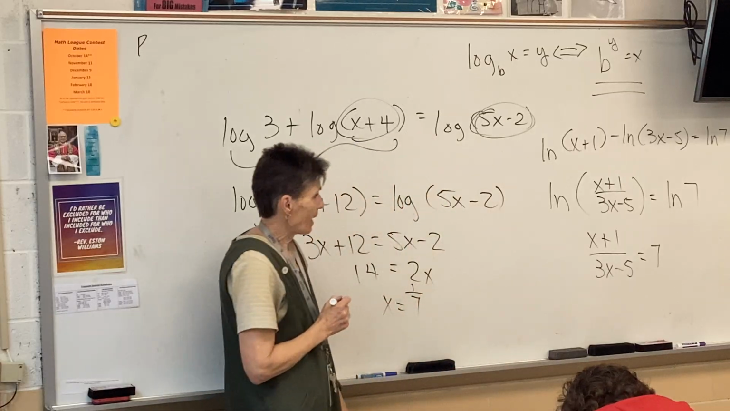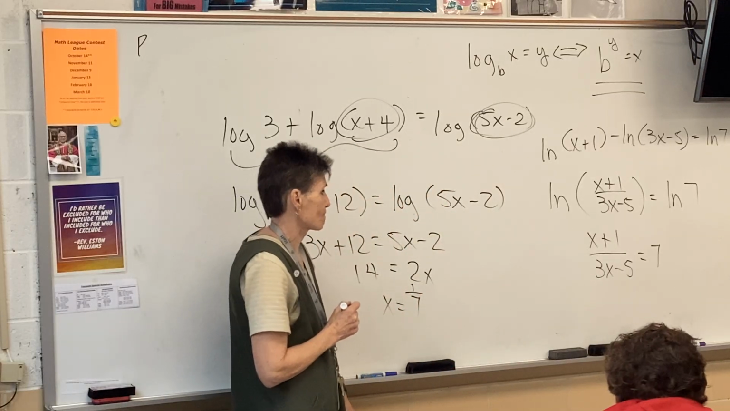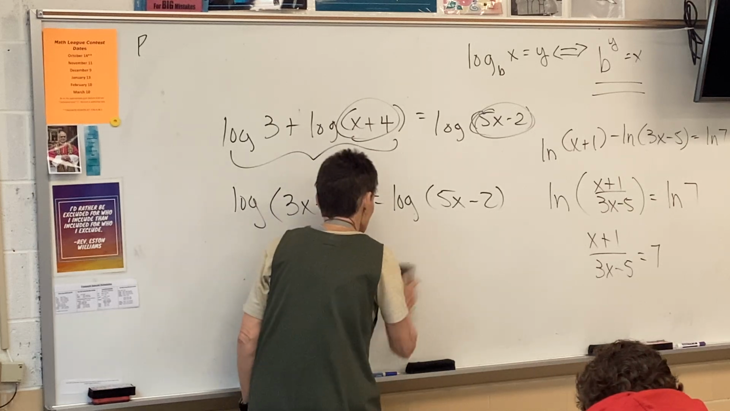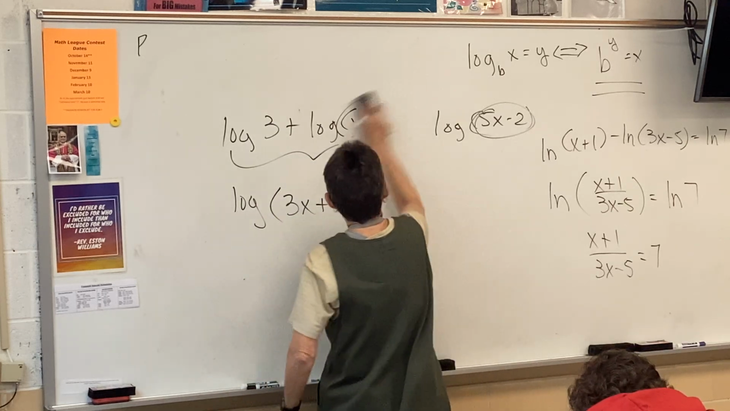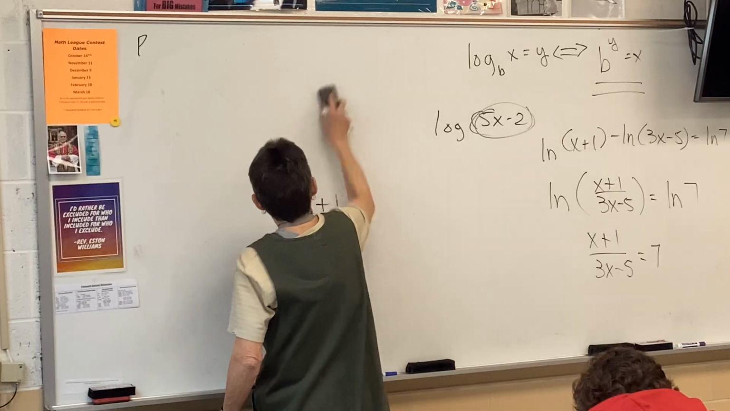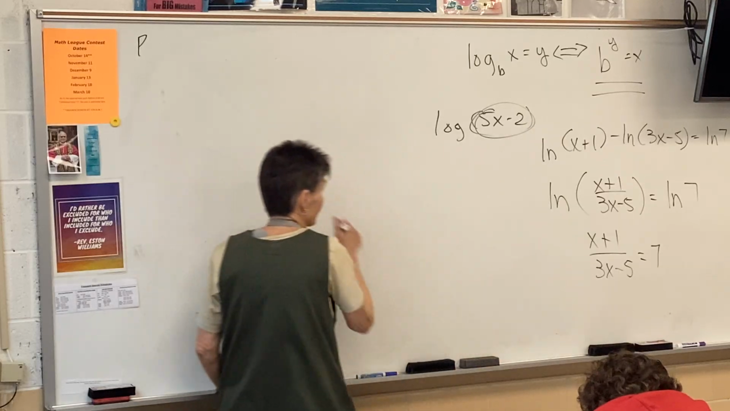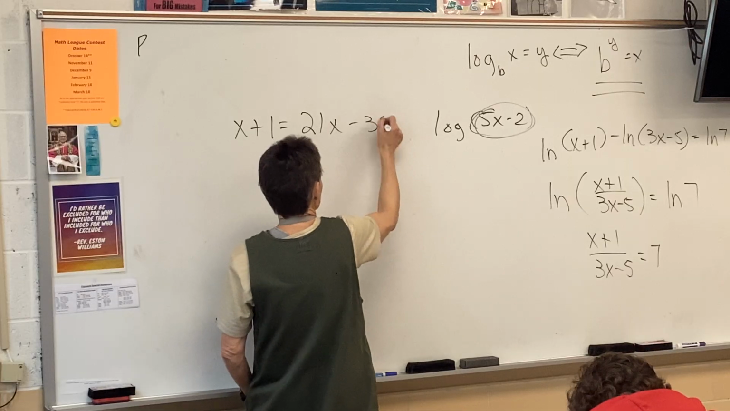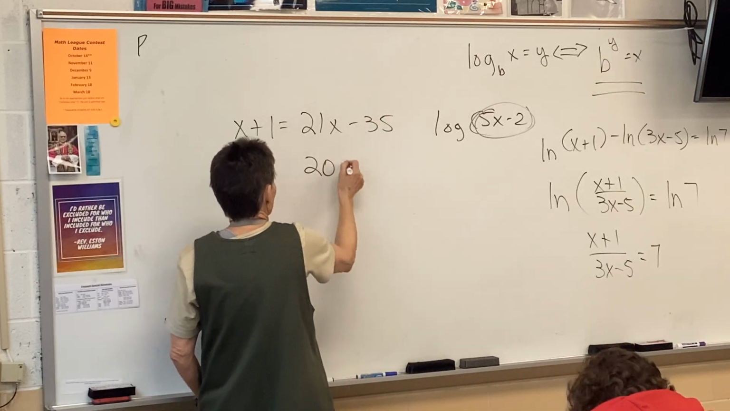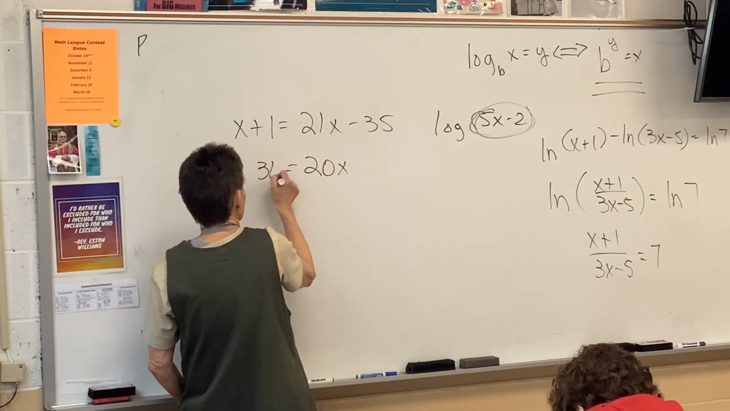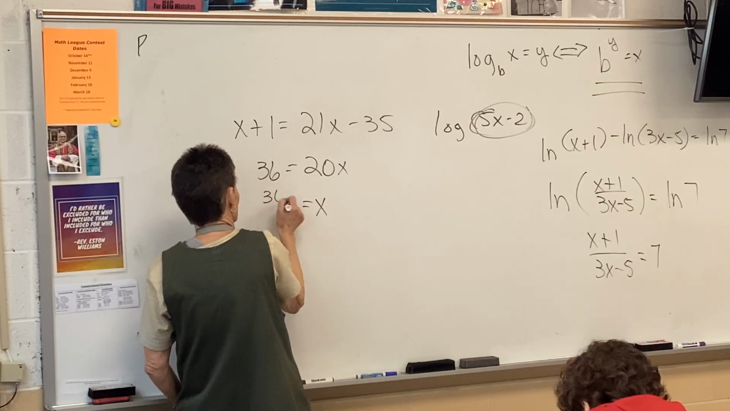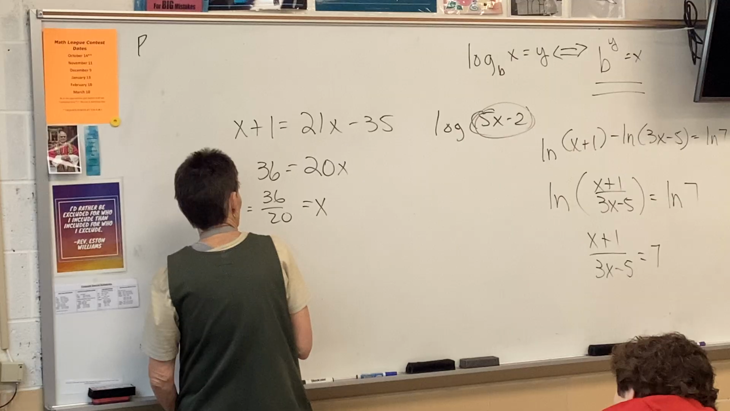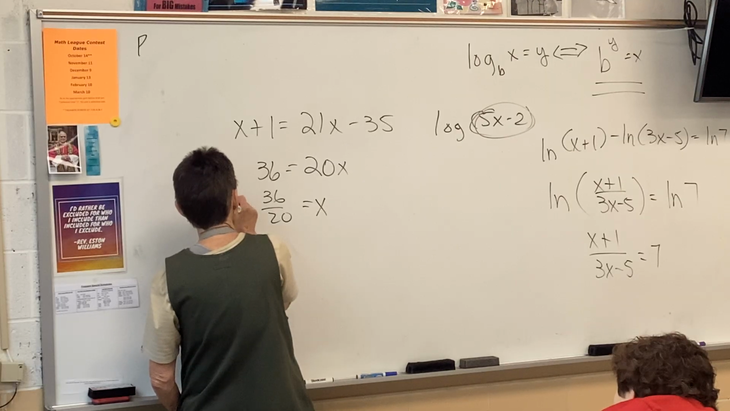How do I solve that? Yep, multiply the 3x minus 5 to the other side. So x plus 1 equals 20x minus 35. 20x equals 36... oh gosh. What is that? 9/5.